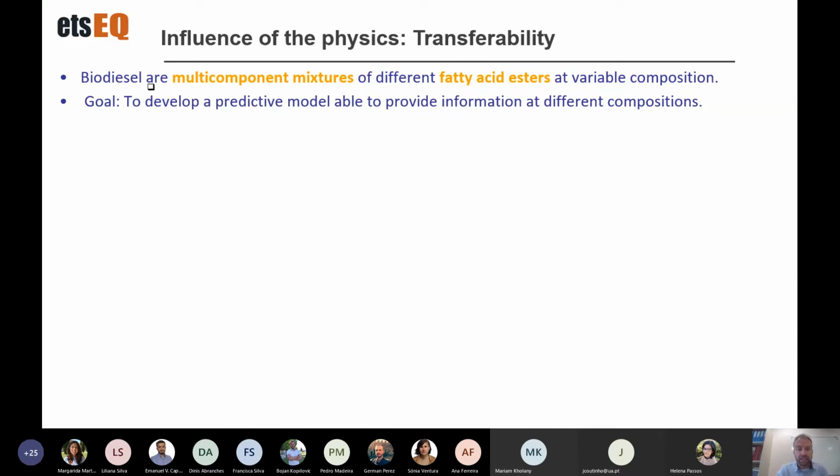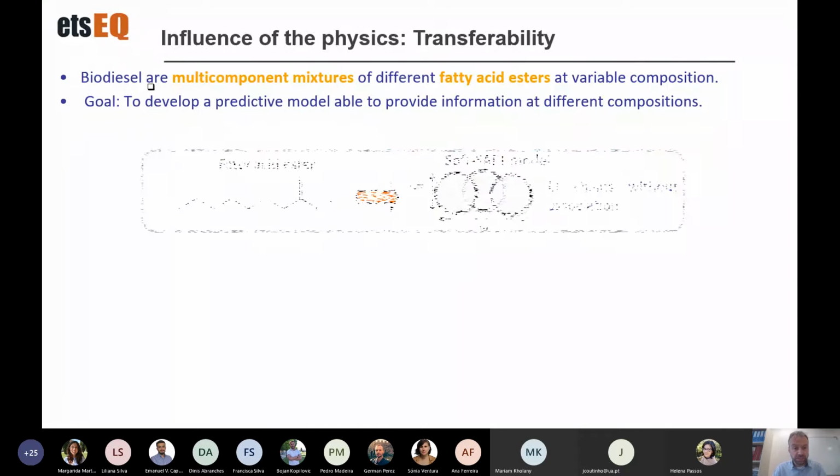This is another example. Now I'm talking about transferability. What does transferability mean? This is a work that was done some years ago in a collaboration with Professor Coutinho and Mariana Belo Oliveira, who was in your group some years ago. Biodiesels are multi-component mixtures of different fatty acid esters. Okay, so at some point we just wanted to see if we could model biodiesel, okay, in a predictive manner. What does it mean, a predictive manner? Can we describe biodiesel from the individual compounds without doing further adjustments?